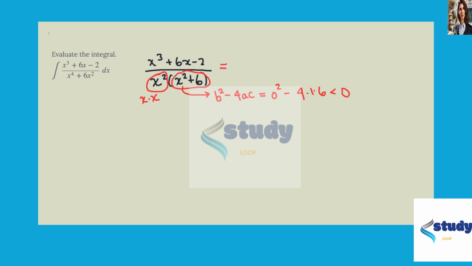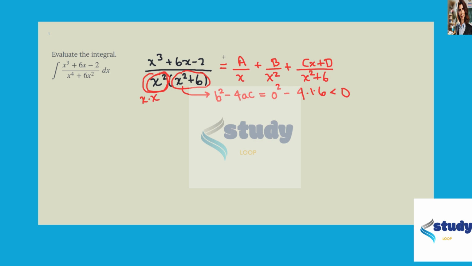So for the first term, x squared, we can use what the book calls case 2, repeated linear factor. And then for the last term, x squared plus 6, we'll use what the book calls case 3, cx plus d over x squared plus 6.